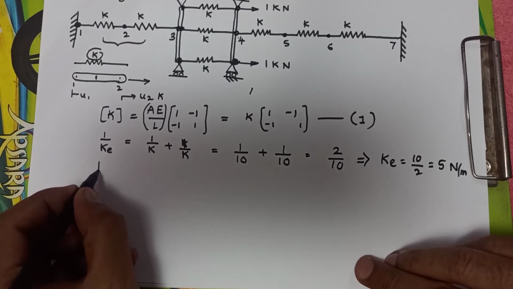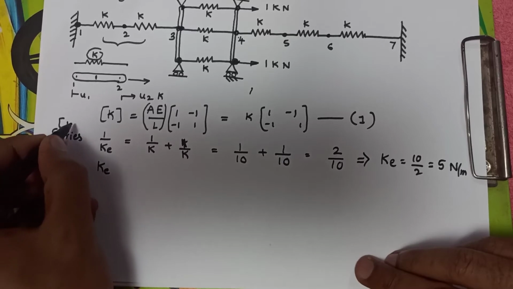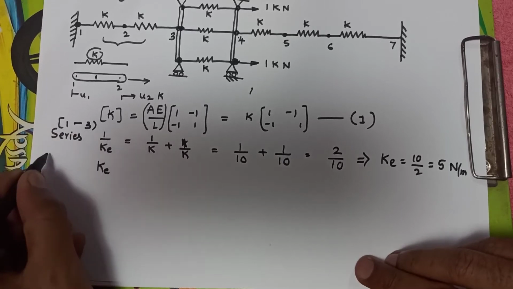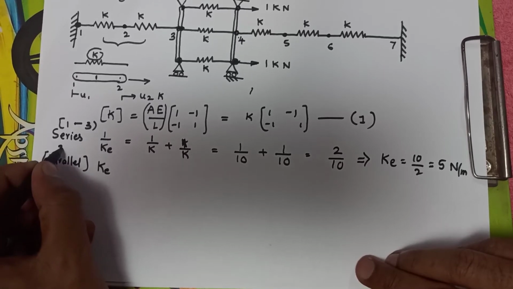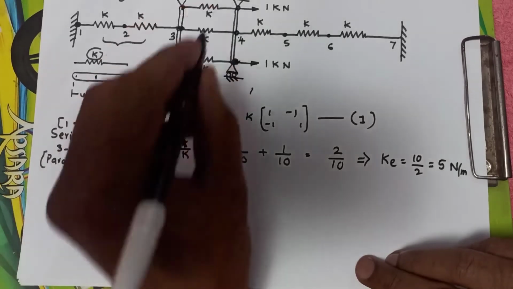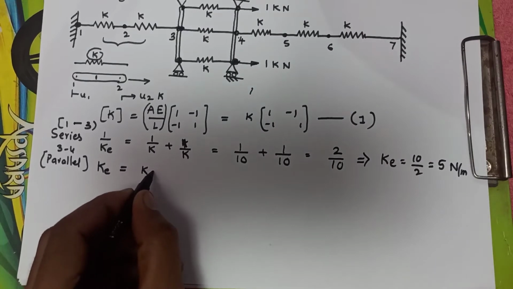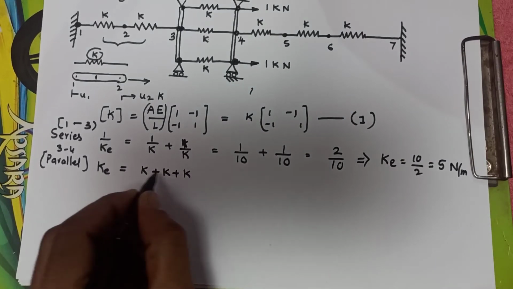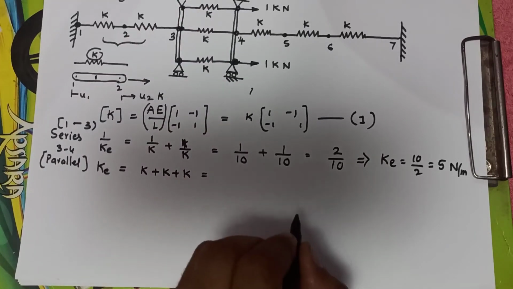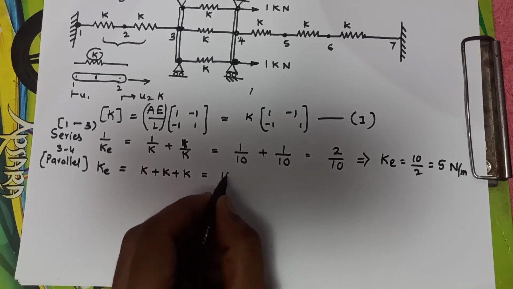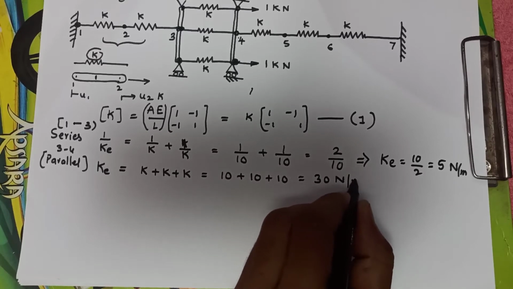For parallel, where Ke is equal to, this is for series, you can write 1, 2, 3, and this is for parallel, 3 to 4. So how many stiffnesses are connected? You can take K3, K4, K5 also. So K plus K plus K, if all are the same, then you can take it like that. If all are different, then you can write K3, K4, K5. So where K value is again 10 plus 10 plus 10, so we can write 30 Newton per meter.